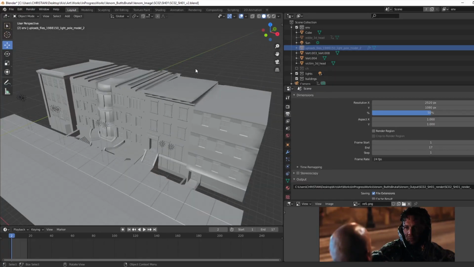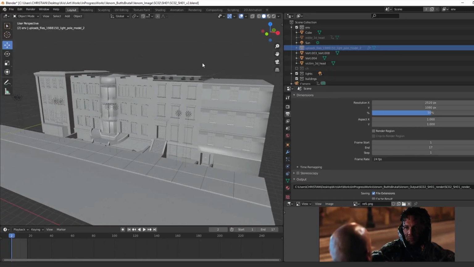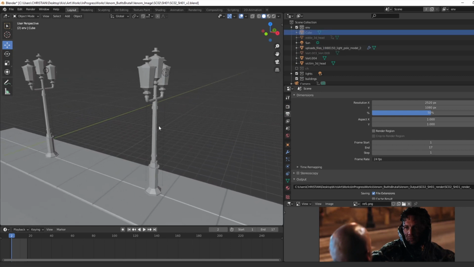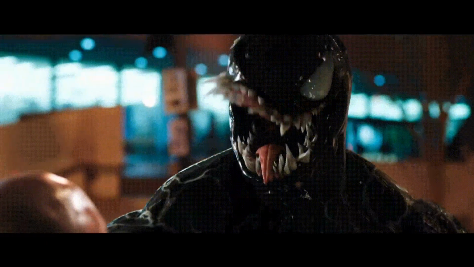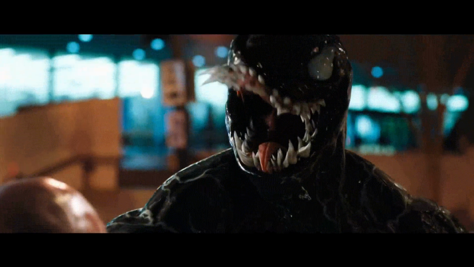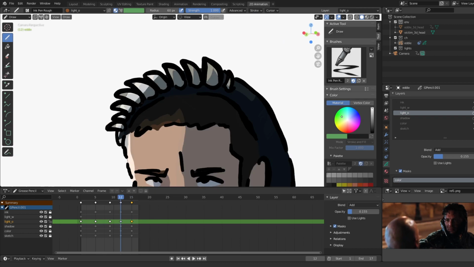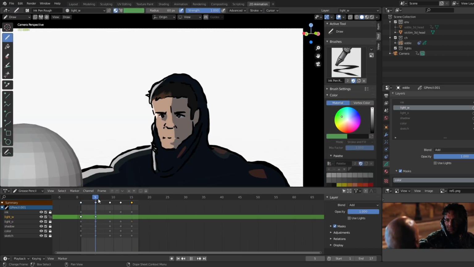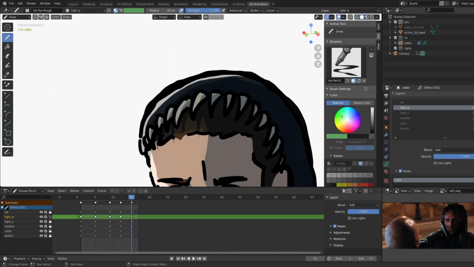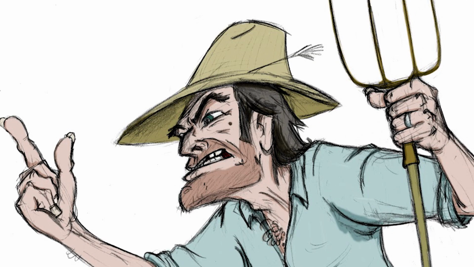For the environment, I used a 3D model I downloaded from the internet. The same goes for the lampposts. In the reference shot, it's clear that Venom gets up and the camera does a tilt up, which is a movement where it rotates up or down. I would say the moving teeth were the most challenging part. When I was working on it, I was a little fed up, but hey, you gotta put in the work if you wanna finish. Scene 2, Shot 2.